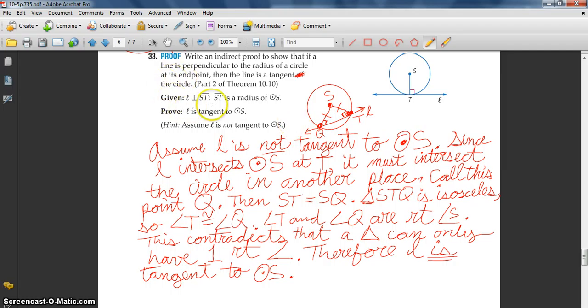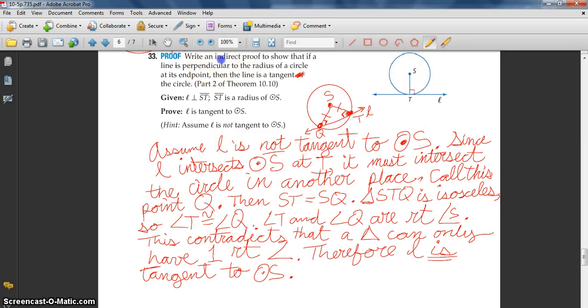We are given that L is perpendicular to ST, and ST is a radius of circle S, and we want to prove that L is tangent to circle S, that it only touches the circle at exactly one point, because that's what a tangent line is.